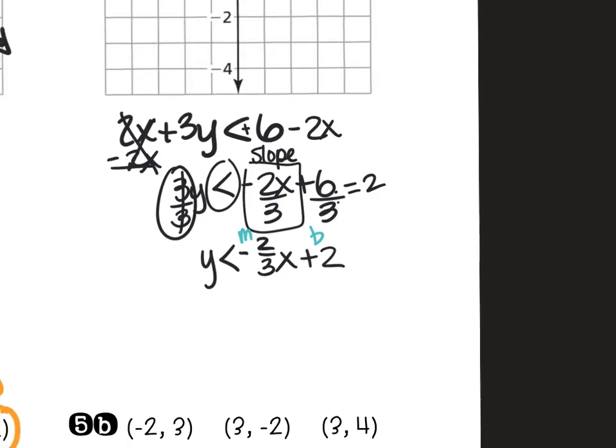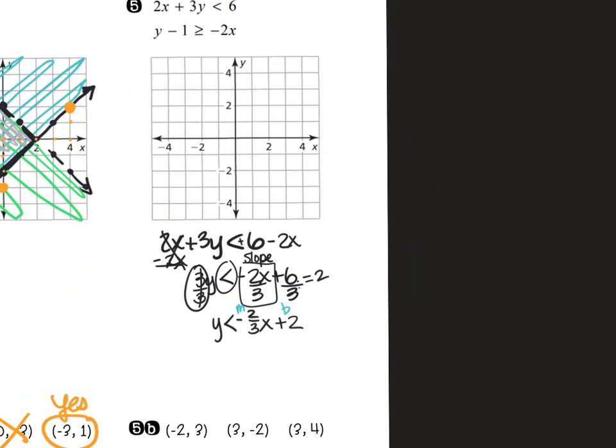So I'm going to go ahead and plot that. So I start at 2, I go down 2 and right 3, or I could go up 2 and left 3. And if it's less than, that is a dashed line, because there was no or equal to. And I'm going to shade below the line since it says less than.